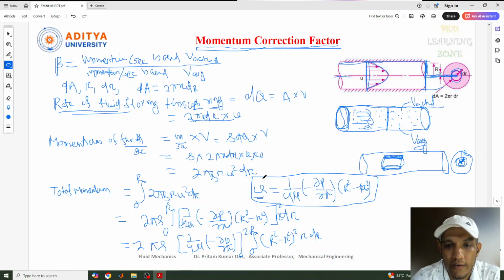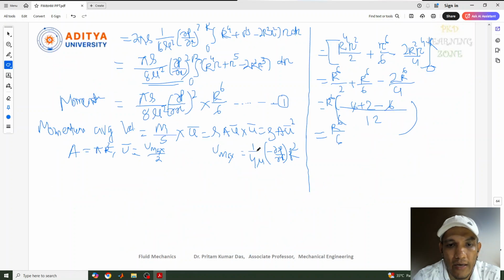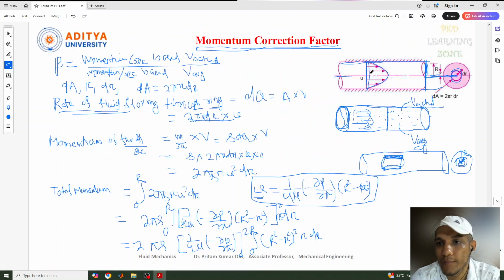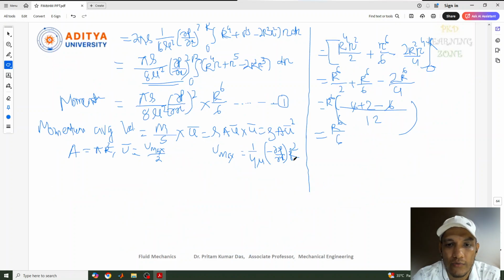So this equation, the only difference is r square, the small r square. Here only r square minus r square is there, but here only r square is there. So u maximum, the maximum velocity, we can get when the radius r is at this point, r equal to 0. At this point we are going to get the maximum velocity. That's why r equal to 0 here, so that's why we are getting this one.